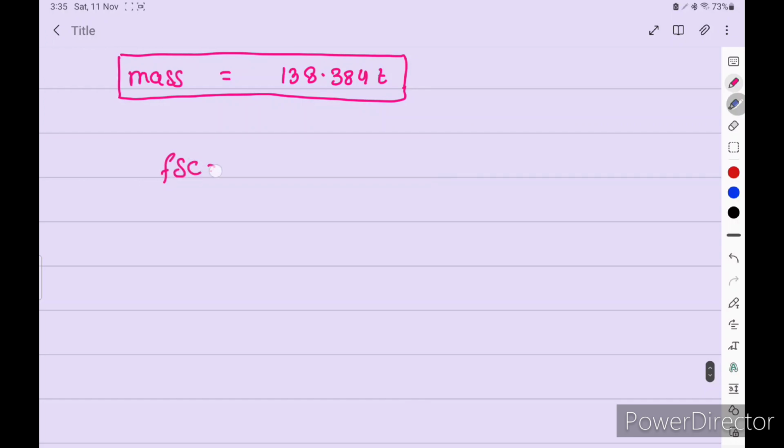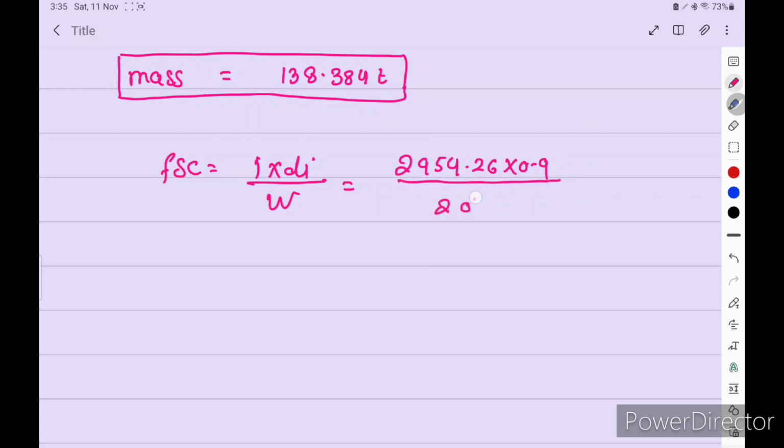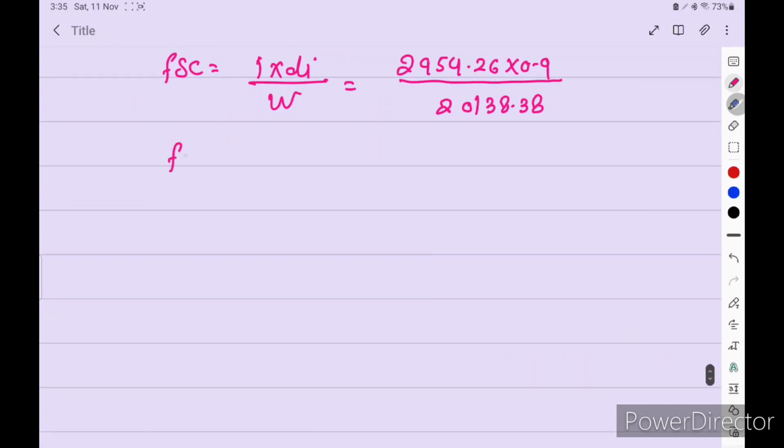Now since FS is equal to I into Di, we already discussed earlier, into displacement, so I is equal to 2954.26 into density 0.9, Di is density, into displacement is 20138.38. Okay, so FSC is equal to 0.132 meter.